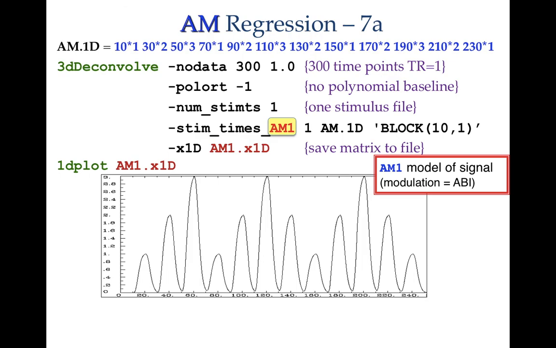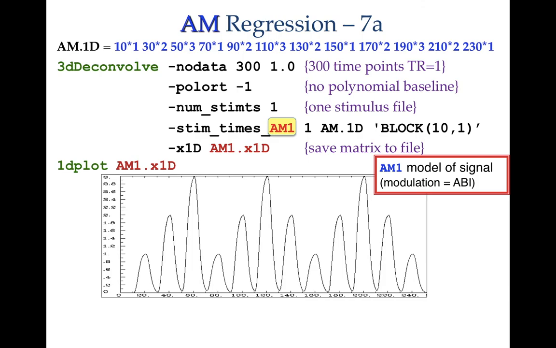So here's a toy example where I just made up some numbers, where we have a file at the top of the screen with 10 seconds, 30 seconds, 50 seconds, and so on, regular stimulus times, married to numbers 1, 2, 3, 1, 2, 3, and so on.